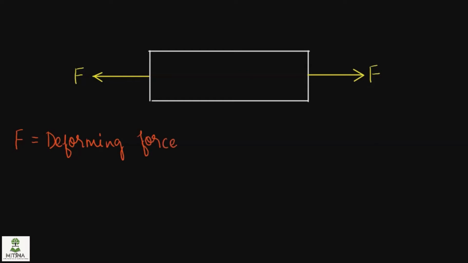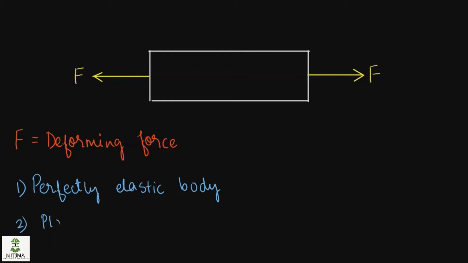Now if we need to define the deforming force, it will be an external force which can change the shape, length or volume of a body. Take the example of a rubber or eraser. If you apply forces on both sides equally, then the shape or the length of the rubber will definitely change. Now what if this force F is removed? Then the body may gain its original shape or it may not gain its original shape. If it gains its original shape, then it will be called a perfectly elastic body. But if it is not able to gain its original shape, it will be called a plastic body.